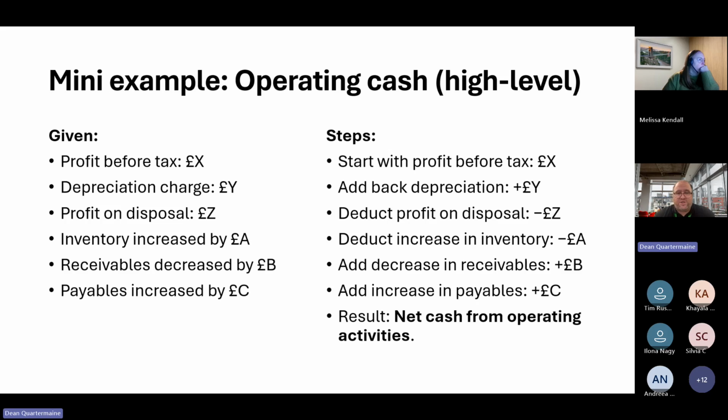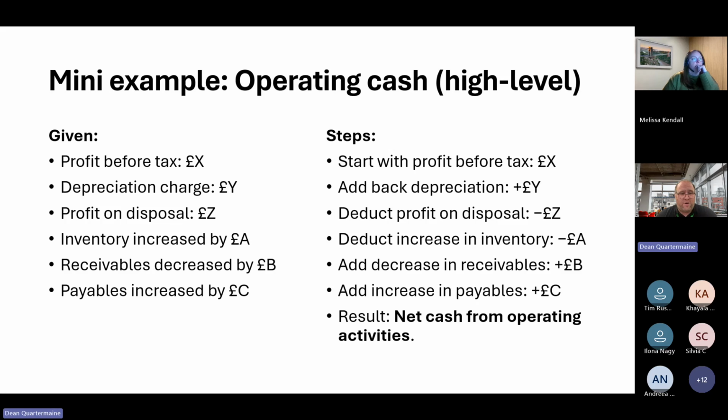So the steps are as simple as: start with profit before tax, add back in your depreciation charge. So you're always adding that back in. You're going to deduct a profit on disposal. Now, if that was a loss on disposal, you would add that back in. So if it was a loss on disposal, you'd do the opposite and add it back in, whereas with a profit you take the profit on disposal off.